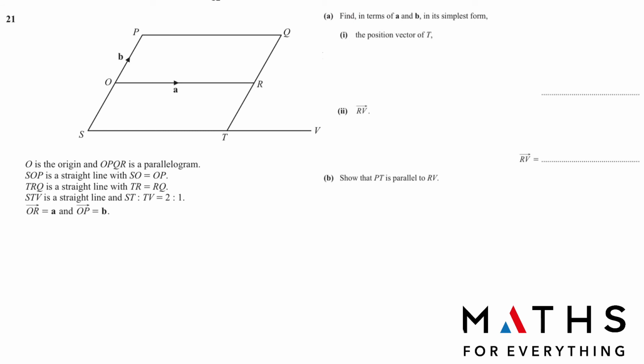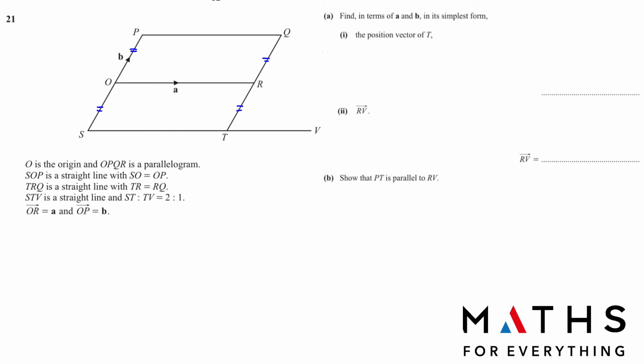Question number 21. O is the origin and OPQR is a parallelogram. SOP is a straight line and SO is equal to OP. So this is equal to this. TRQ is a straight line, and TR is equal to RQ. STV is a straight line and the ratio of ST to TV is 2:1. So this is 2 times the value of TV. OR is a and OP is b. Now find the position vector of T.